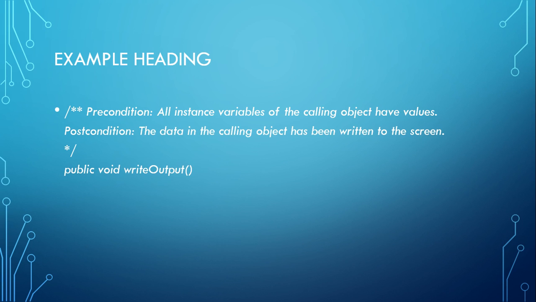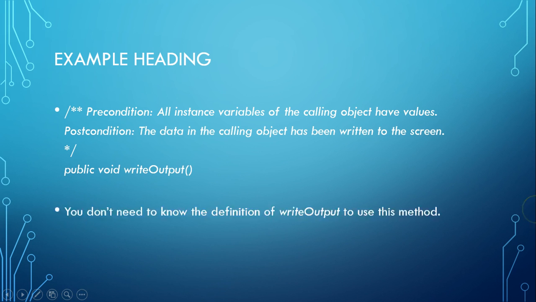And then a postcondition: the data in the calling object has been written to the screen. Okay, that one's pretty self-explanatory. I would go with that postcondition and probably say the instance variables day, month, and year of the calling object have values. So I know what those instance variables of the calling object are. And then we just have our method right here, which is public void writeOutput, and of course underneath it you would have all the pieces that belong within that method.